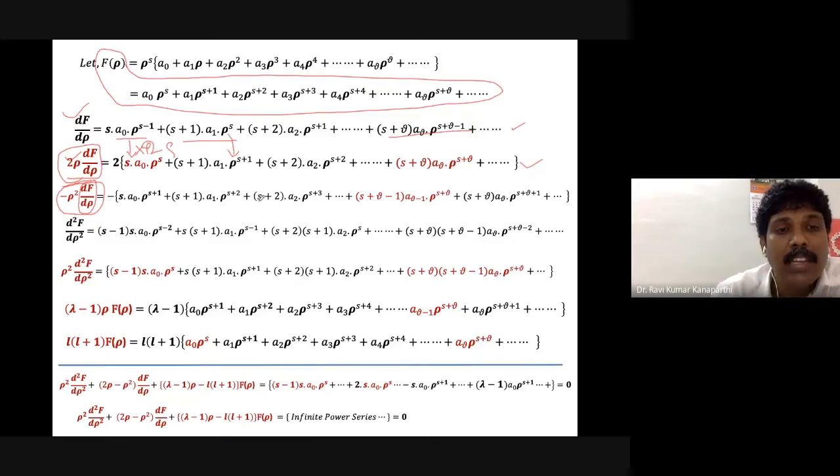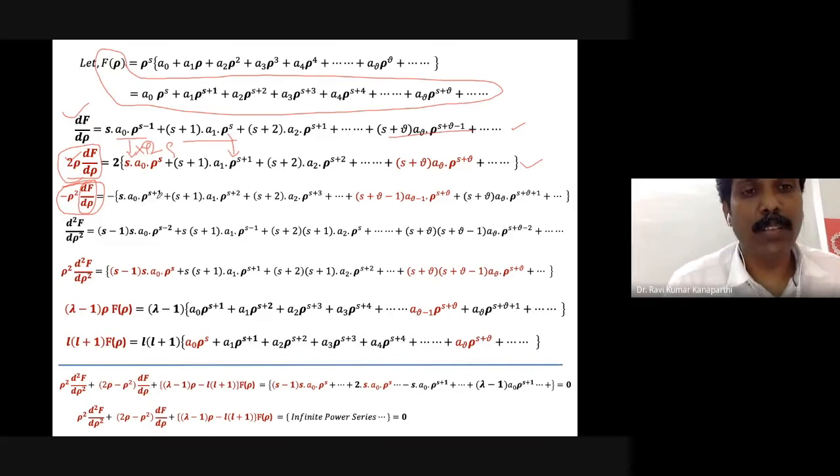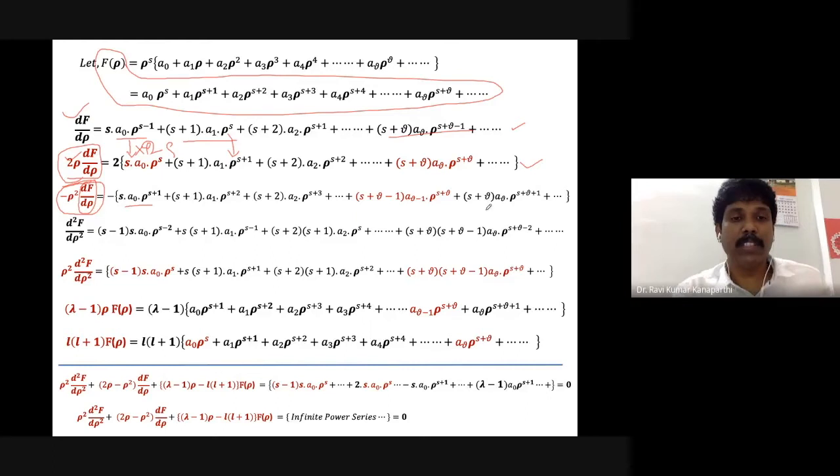So you can take it inside rho square and then write down. So minus is written here, and s into a naught. Here in the first derivative it is rho to the power s minus 1. Since it is square, that means 2, so that becomes plus 1. Rho to the power s minus 1 plus 2, that is basically s plus 1. It becomes s plus 1, and similarly this becomes s plus 2, and so on. You can write down all the terms in the power series.